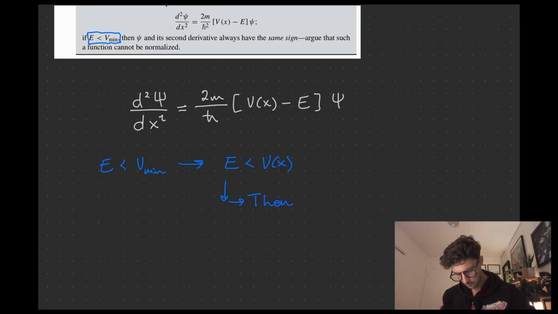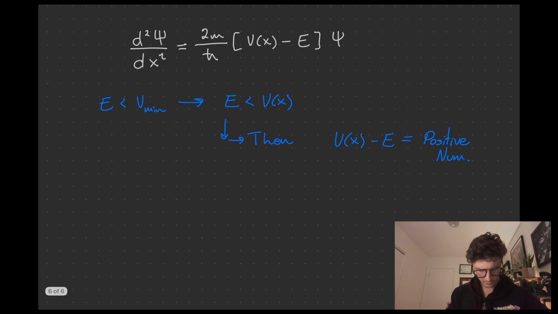Then let's do V of x minus E. What is this going to equal? Well, E is less than V. So if V is bigger than E and you subtract E from it, then this will be a positive number. All right, then there's another scenario, which they don't write in the book, but it's a natural scenario to think about.